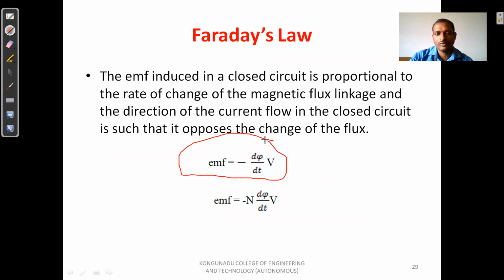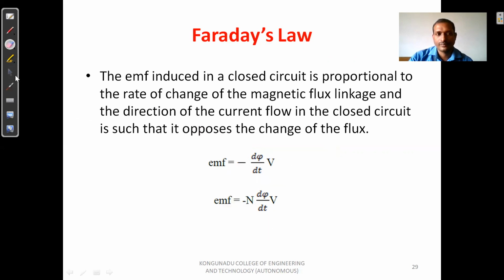So the induced EMF is equal to minus d phi by dt, where phi is the flux. The rate of change of flux gives the EMF. The negative sign indicates that the induced EMF opposes the rate of change of flux. This is Faraday's law. If you use n number of turns or coils, the formula is modified: EMF is equal to minus n into d phi by dt.